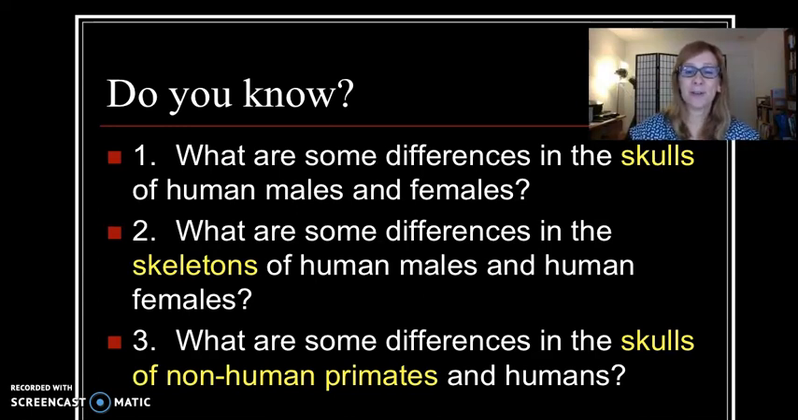And then also the skulls of non-human primates and humans. Maybe you haven't thought about that before, but there are some major differences between the skulls of non-human primates and humans. Of course, we're also primates, but in particular, there's certain things about the shape and size of our skulls that are different from non-human primates. So think about those as well.